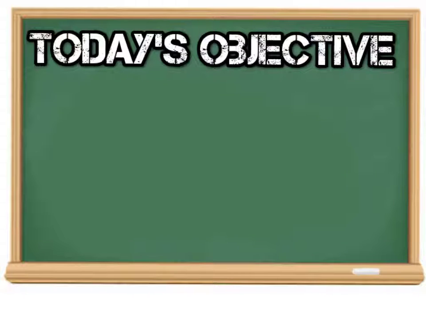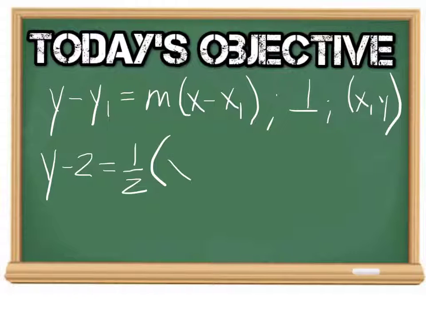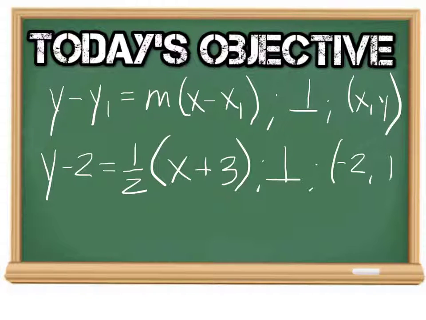The objective today is to start with the point-slope form of the equation of a line, and then find a line that is perpendicular to that and passes through a given point. For example, it could be y minus 2 equals a half times the quantity x plus 3. Find a line that is perpendicular to that and passes through negative 2, 4.